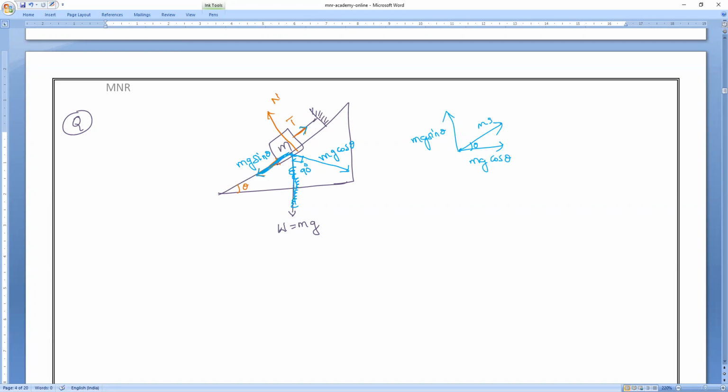One is towards the x-axis, another one perpendicularly to that. So that is the y-axis. That is what? So mg cos theta, and here how much will it come? mg sin theta. Okay.